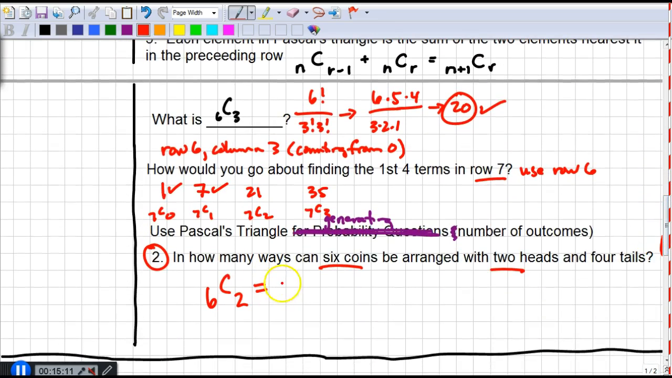Keep in mind that that would be the same answer as you figuring out 6 coins arranged with 4 tails. So 6 choose 4. Hopefully students know that those are going to end up being the same. That's going to also be a 15. So your final answer there is 15, whether you did it for the heads or for the tails.